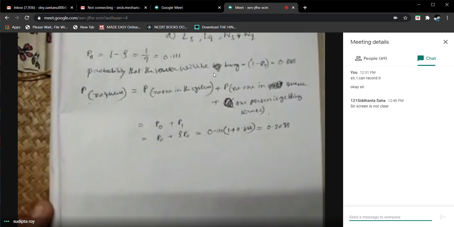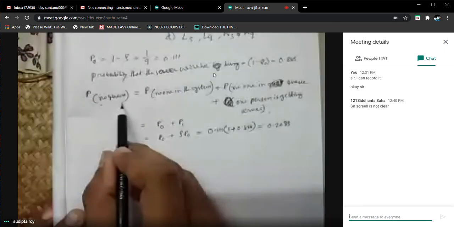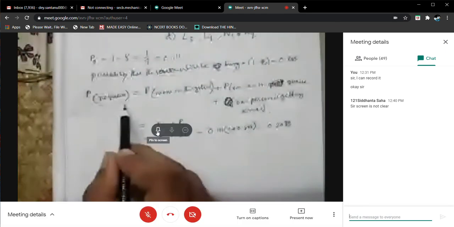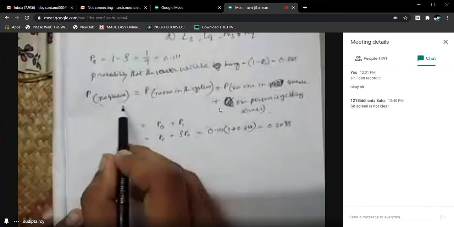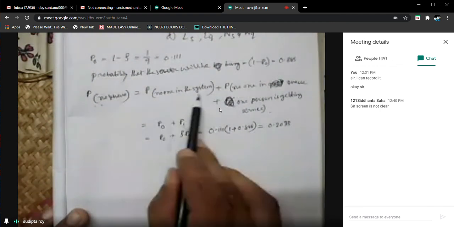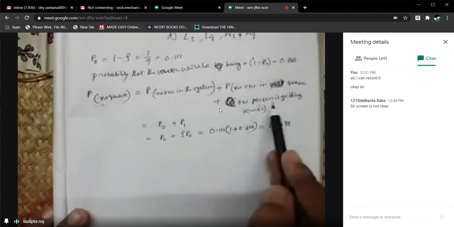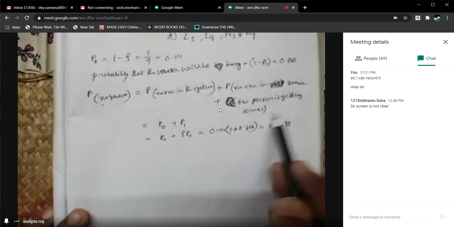Now, the probability there is no queue, which one is it? This is the probability there is no queue, no line. Yes sir. Here there is no one in the system, here no one in queue plus one person getting service. Yes sir.